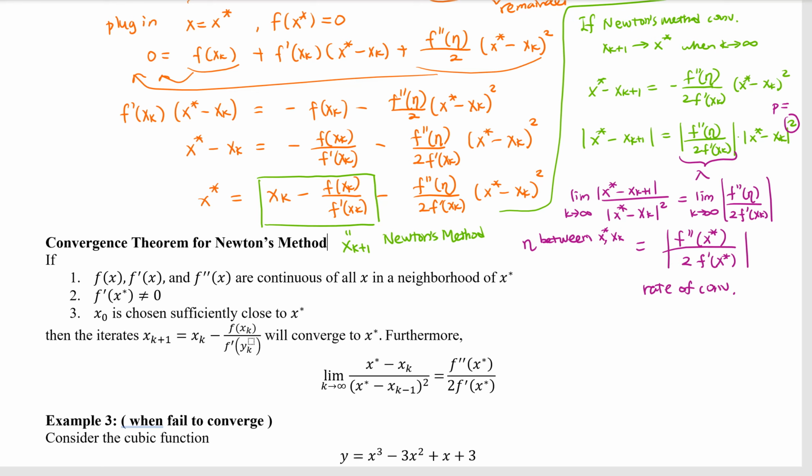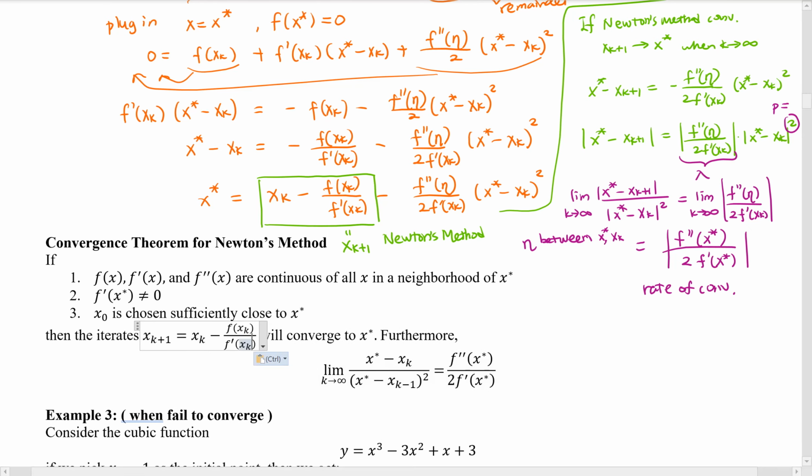Then, conclusion, the iterate x_{k+1} equals x_k minus f of x_k over f prime of x_k. I think there is a typo here. Sorry. Yes. So this sequence will converge to the true value. Furthermore, this is our rate of convergence.